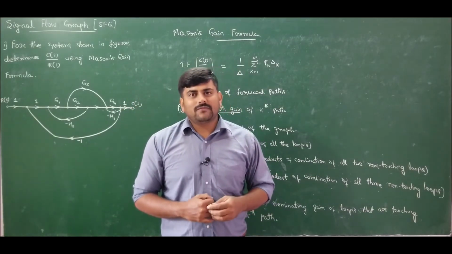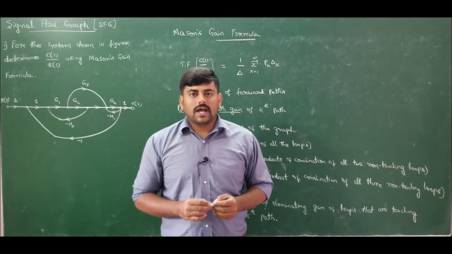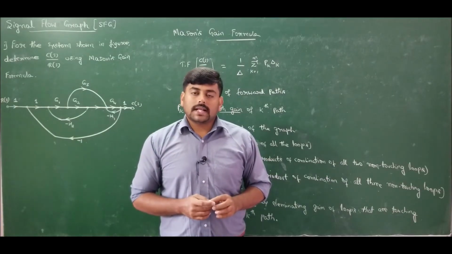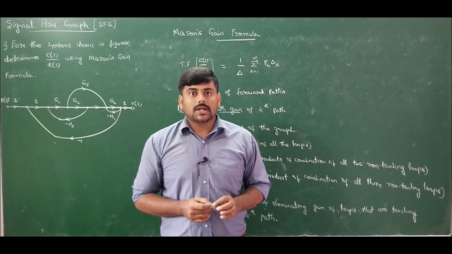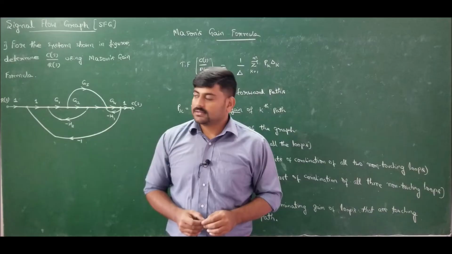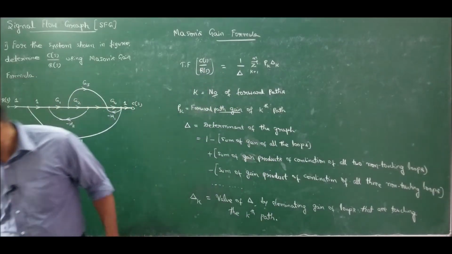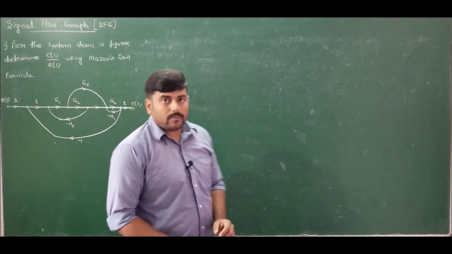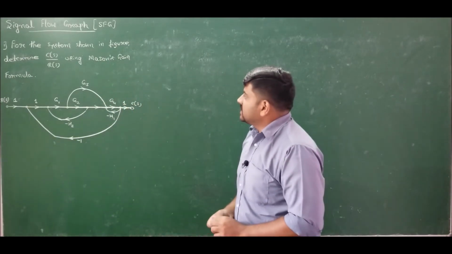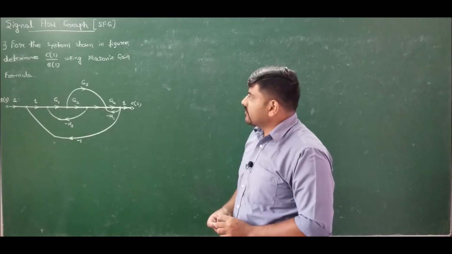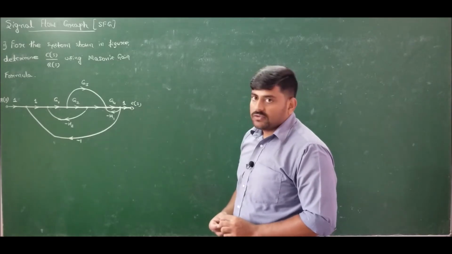With this very brief introduction to signal flow graph and Mason's gain formula, which will be employed to determine overall transfer function of the given linear control system, let us address problem number 1. Now moving ahead for problem number 1, which states that for the system shown in figure, determine C of S by R of S, that is overall transfer function using Mason's gain formula.